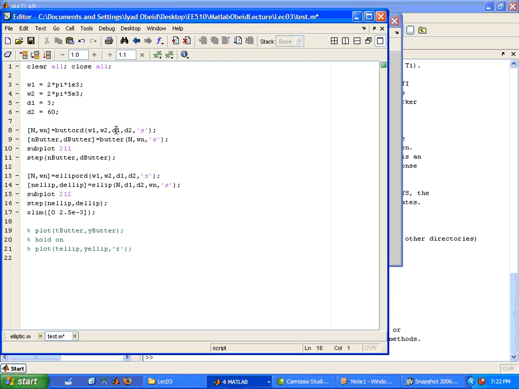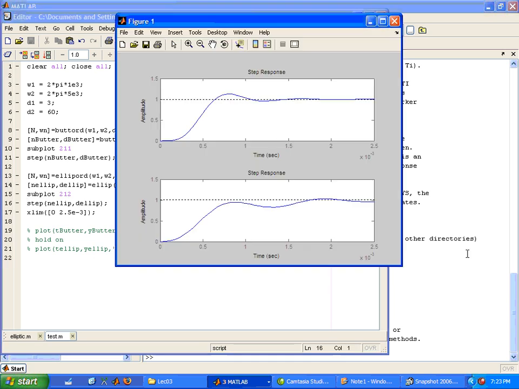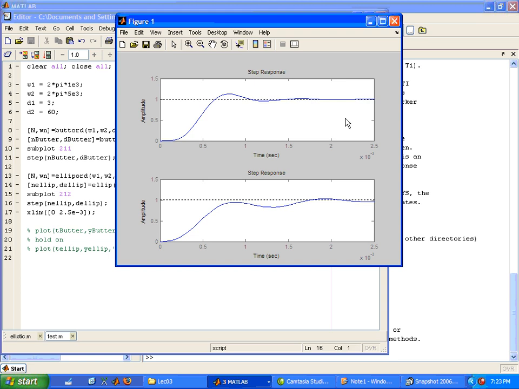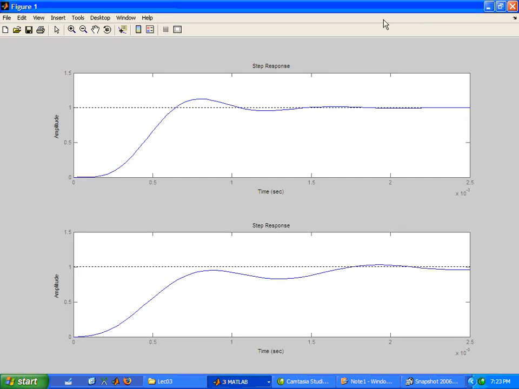MATLAB has a built-in function called step, which, if you give it the numerator and the denominator for your filter, will actually give you the step response. I just thought it might be interesting to see. The top filter is, both of these are step responses for the same filter.